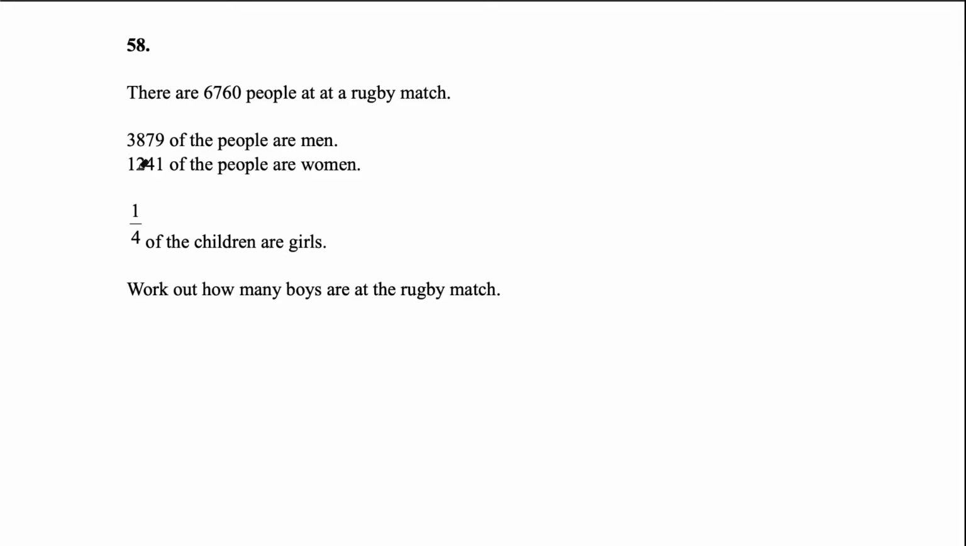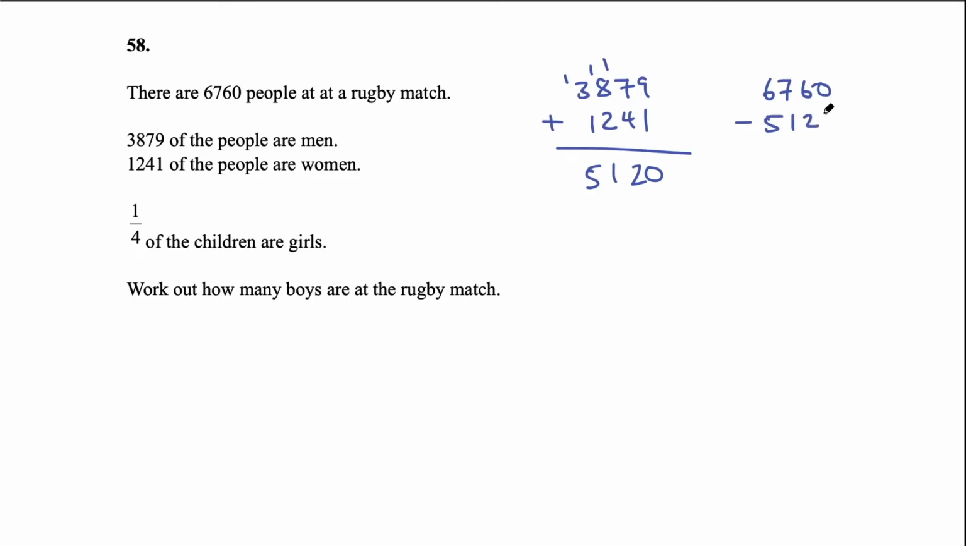All right, so they've told us the number of adults. If we add those together, let's go ahead and do that quickly. 3879 plus 1241. 10, carry the 1. 7 plus 4 is 11, 12. Carry the 1, 11. Carry the 1, 5. And so that's the number of adults. Let's take that away from the total at the rugby game. 6, 7, 60. Take 5, 1, 20. 0, 4, 6, 1. So this number here is going to be the number of children at the rugby match.